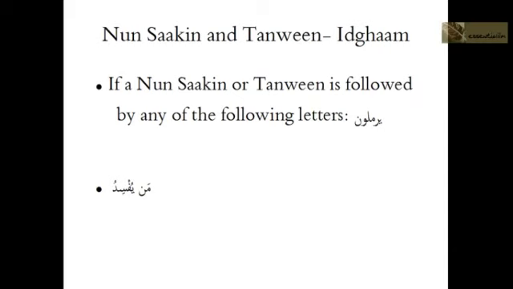Then idgham takes place, which is putting one letter into another. Now there's two types of idgham: idgham with ghunna and idgham without ghunna. The letters without ghunna are the lam and the ra. Okay. So lam and ra are no ghunna.